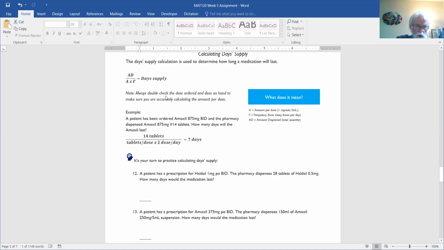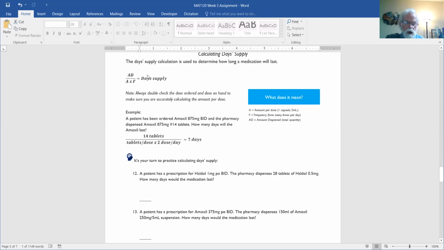The doctor might order a drug like Amoxil 875 milligram BID, and then PO, of course, we'll have it in there. The prescription will read Amoxil 875 milligram PO BID. And he might write down this number sign 14. That tells the pharmacy to give the patient 14 tablets.